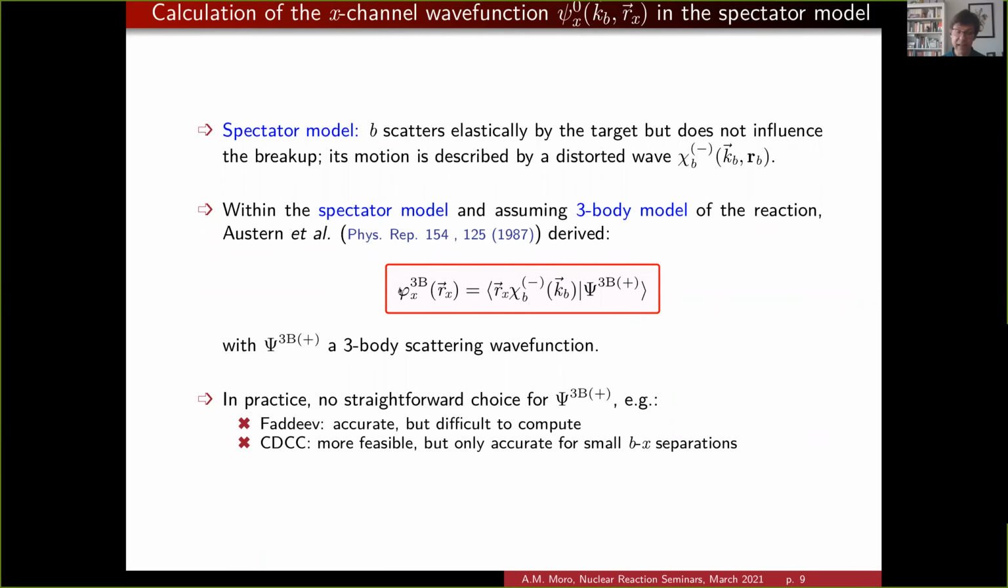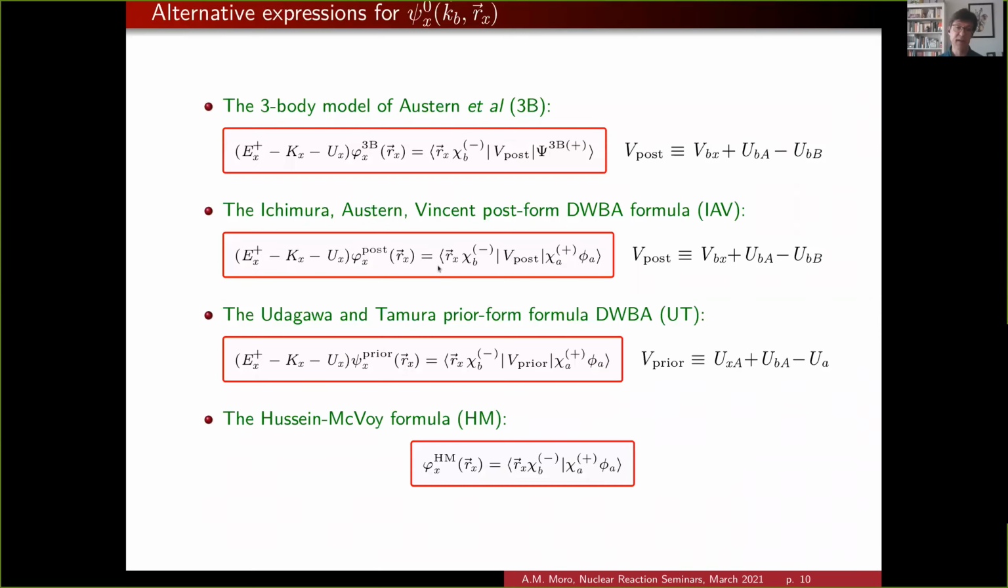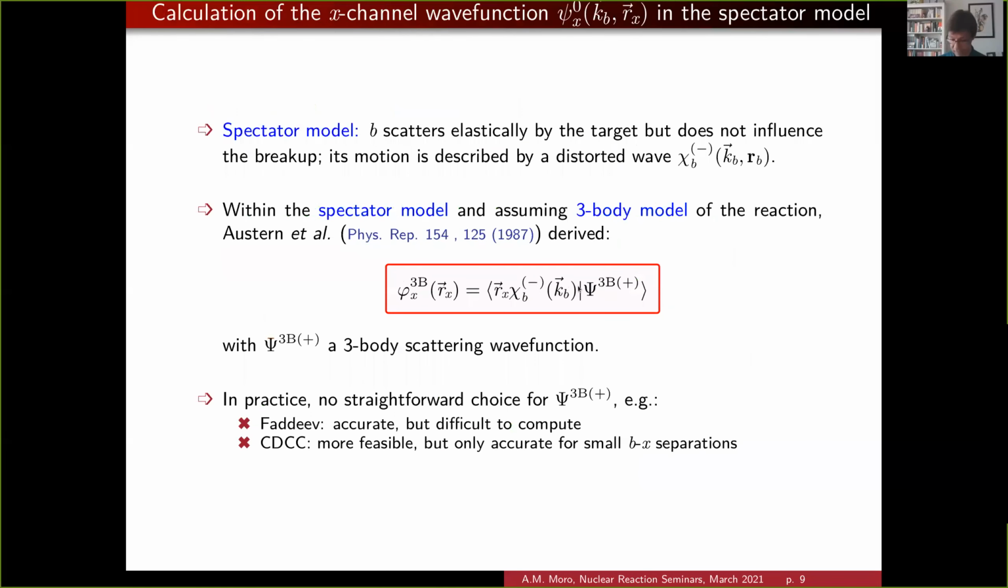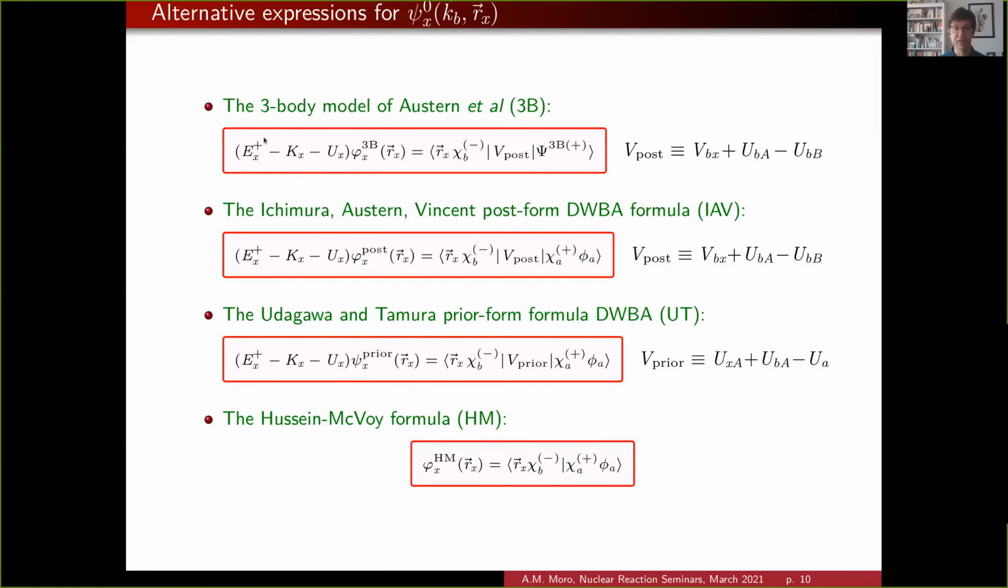So there is an alternative way of computing this, and this is essentially what these models that have been presented before provide. Essentially, most of these models rely on integral expressions for this channel function. So instead of using this expression here, we go to an expression of this kind. For example, still within the three-body picture, we can obtain a three-body approximation by solving this kind of inhomogeneous equation, where this V post is the usual post operator that appears in transfer reactions.